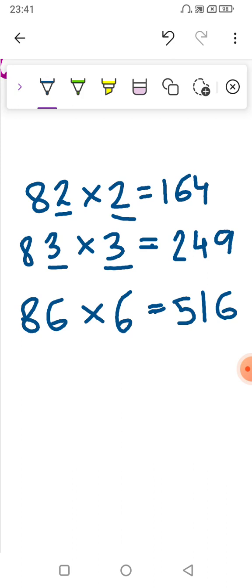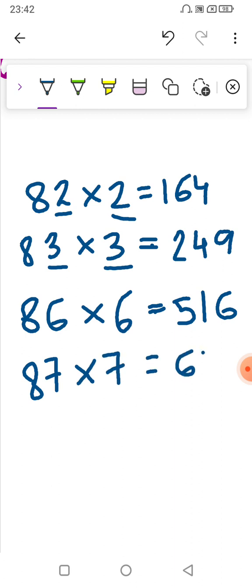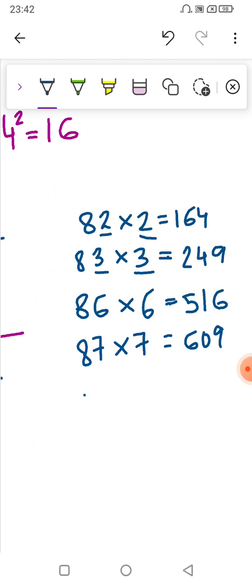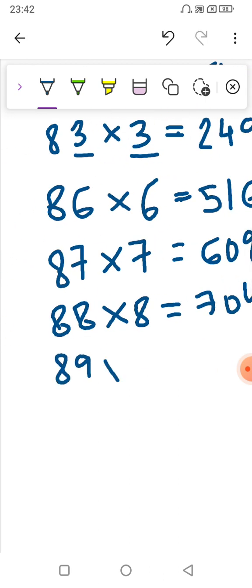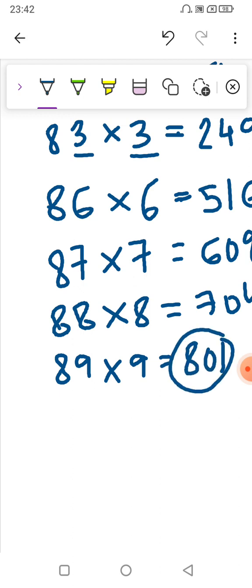So we will take the next number, that is 87 into 7. 87 into 7 we get 609. Again, not up to the mark. Next, 88 into 8. 88 into 8, we get 704. Again, not close to 801, so we can go for 89 into 9. So if I multiply 89 into 9, we get 801, the number that we were searching for.